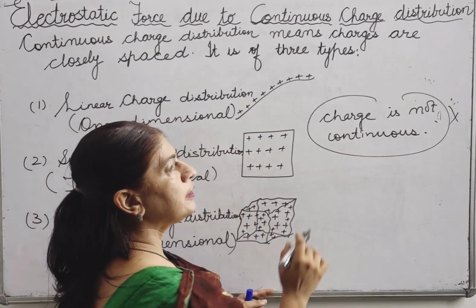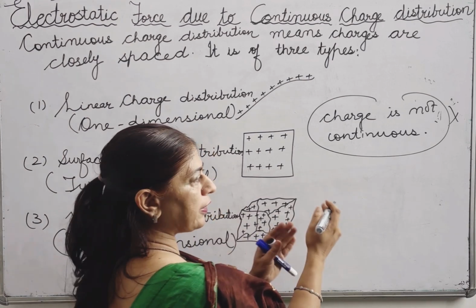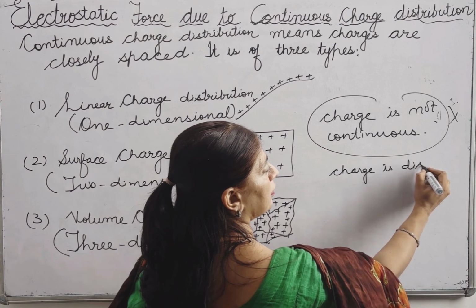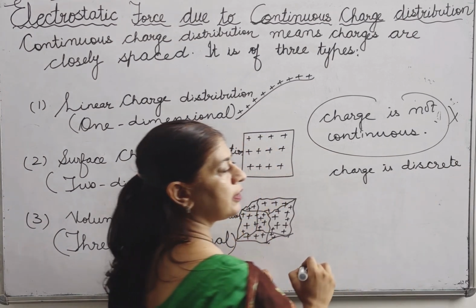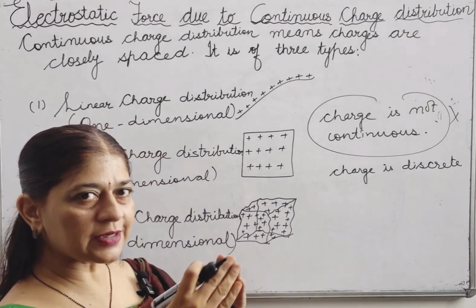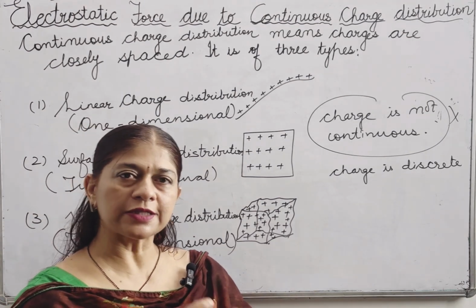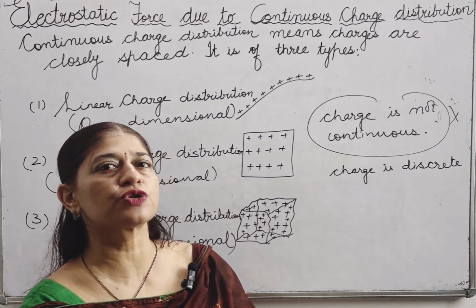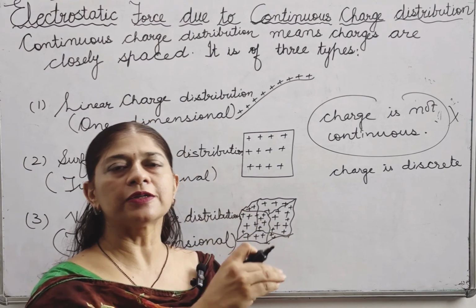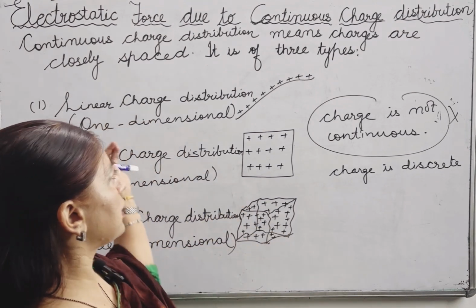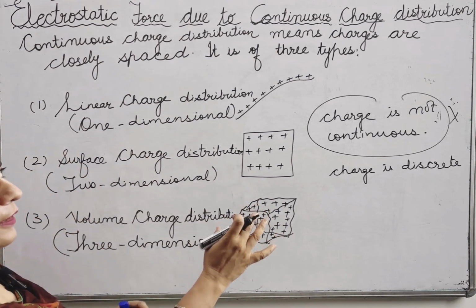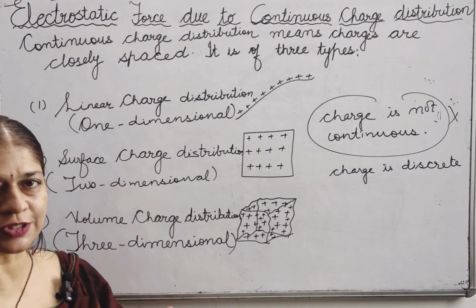Then what is there? In the charge distribution, the charge is discrete, but it is closely spaced. It means the charges are placed such that the gap between two charges is very small, and that distribution gives the appearance that, if it is in one dimension, it is making a line. So this point must be clear. What is the meaning of continuous charge distribution?